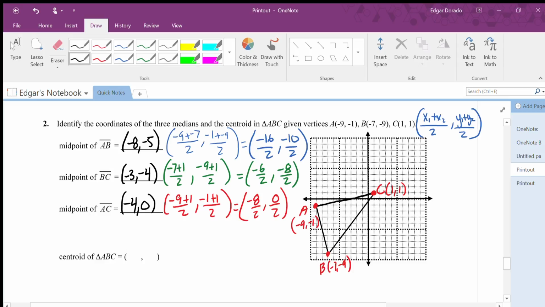All right, so I have all of my midpoints. So let's go ahead and graph them. So -8 comma -5 is right around here. Look at that, right on the money. -4 comma 0 is right here. So we were pretty close. And then finally, -3, -4. That one was on. -3, -4 is right there.